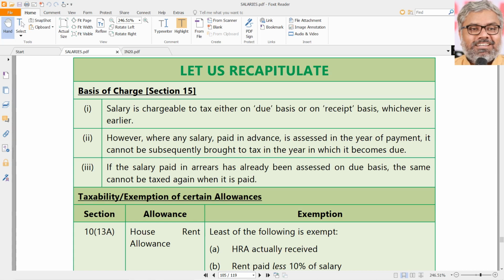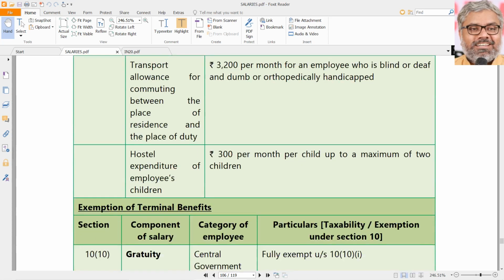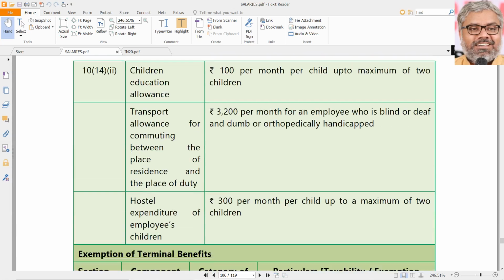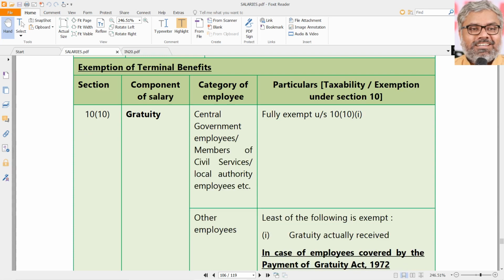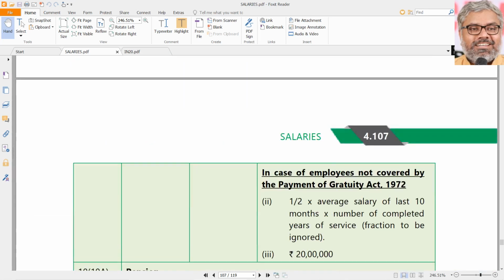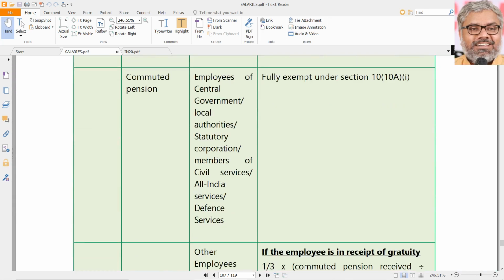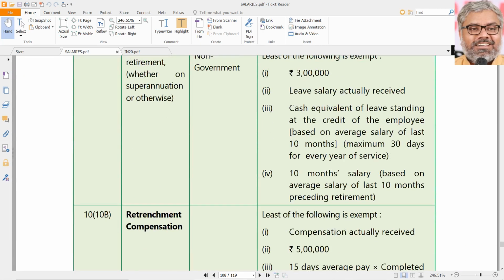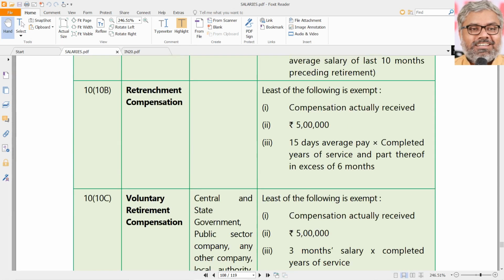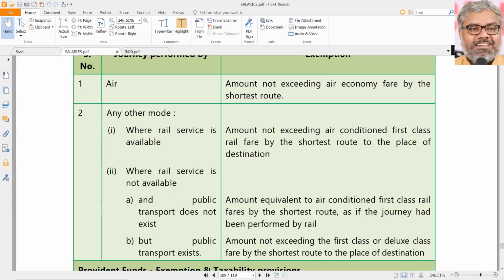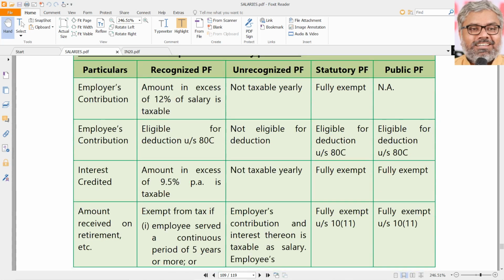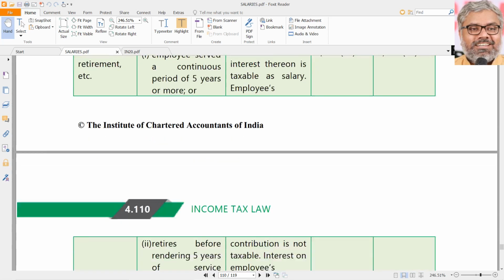In this basis of charge, section 15 was mentioned, section 10(13A) related to HRA, then section 10(14) related to other allowances. So many allowances are there. Here in the summary only some of them are given, but you need to remember some more allowances where the main provisions contain them. The terminal benefits or retirement benefits include gratuity under two different circumstances, pension also, commuted and uncommuted, then leave salary. So section 10(10), 10(10A), 10(10AA), 10(10B) and 10(10C). These are all various retirement benefits. Section 10(5) is about leave travel concession, and provident fund related provisions have to be definitely remembered as well.